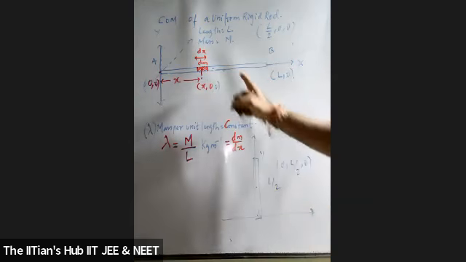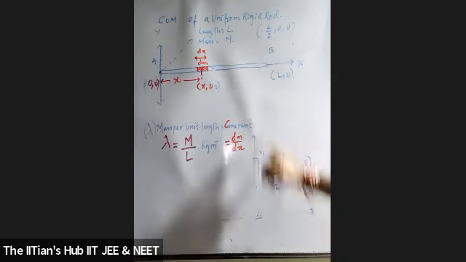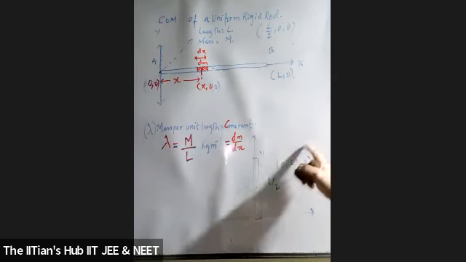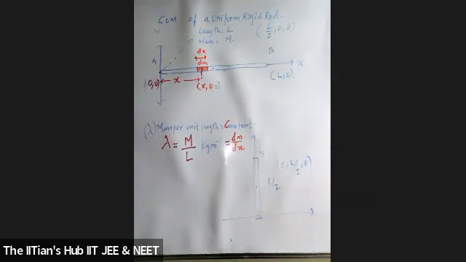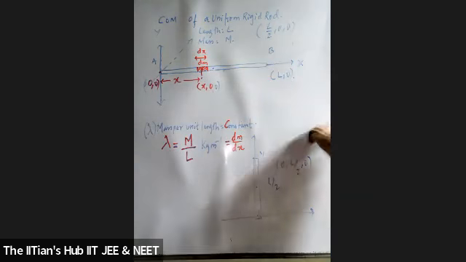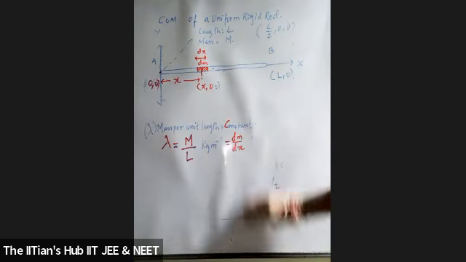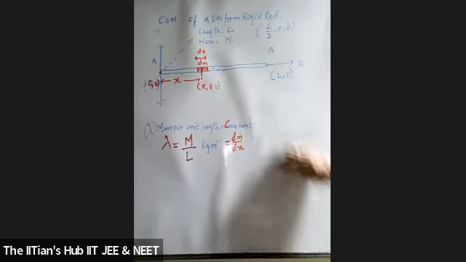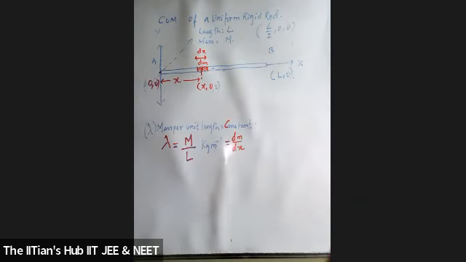Because I've placed my rod horizontally. Somebody has placed the rod vertically. Somebody will keep it along the z-axis. तो हम y-axis के हिसाब से नहीं जा रहे, हम x-axis के हिसाब से जा रहे हैं. This particular element I've placed at a distance x from the origin.